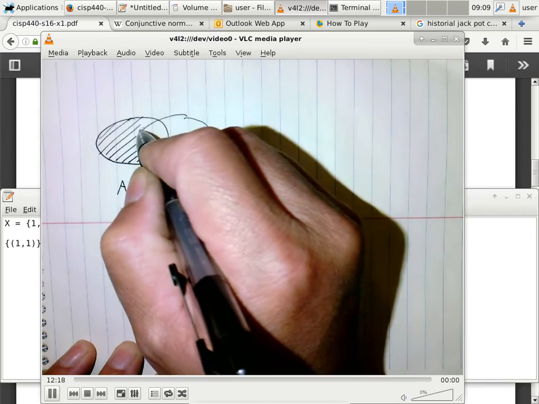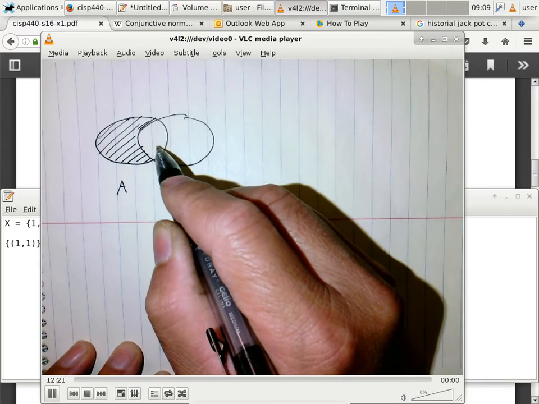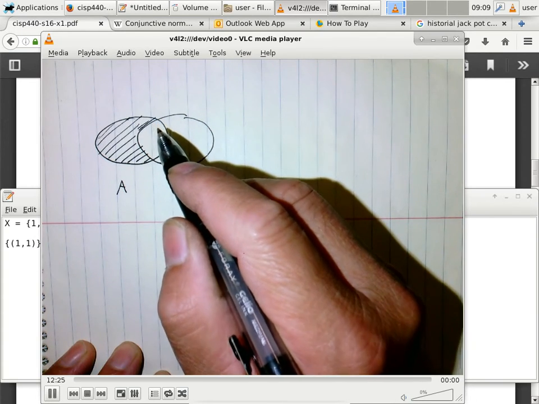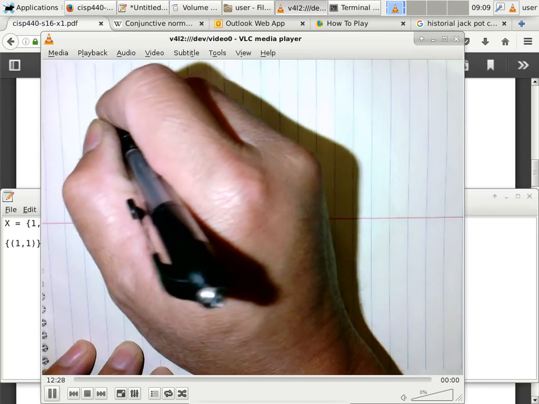This is representing everything in A but not in B. So I have to make sure that everything in between here is not shaded. But then the other one, so this part is A minus B.